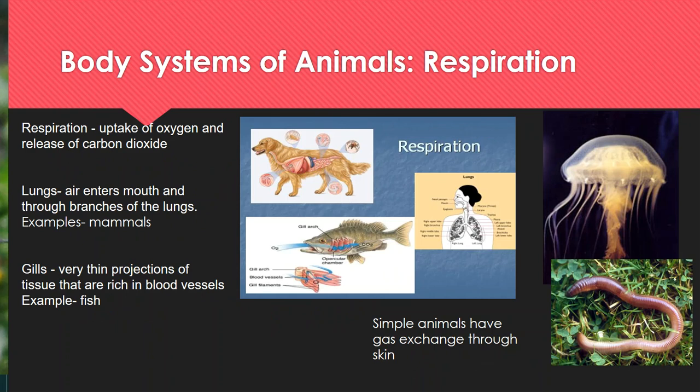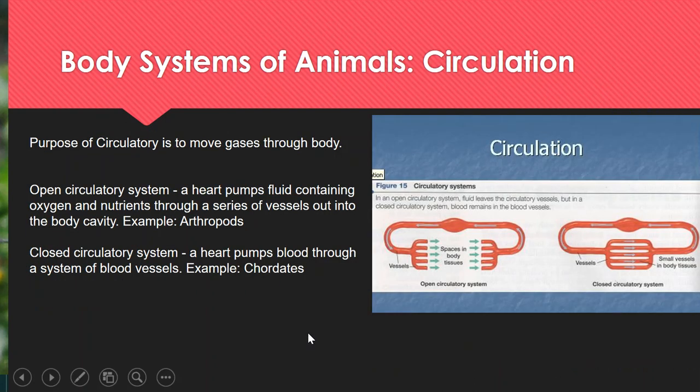Respiration, uptake of the oxygen and release of carbon dioxide. Lungs, air enters the mouth and goes through branches of the lungs. Examples are mammals. Gills, very thin projections of tissue that are rich in blood vessels. Examples, fish. Circulation. Purpose of circulatory is to move gases through the body. Open circulatory system, a heart pumps fluid containing oxygen and nutrients through a series of vessels out in the body cavity. Example is arthropods. Closed circulatory system, a heart pumps blood through a system of blood vessels.